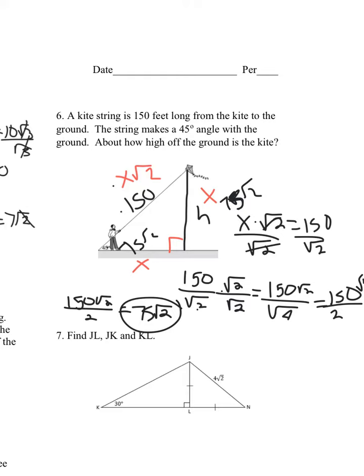Remember the shortcut, because if you look at what winds up happening at the end right here, literally because the square root of 2 is here, if you divide 150 by 2, you get 75. You put the square root of 2 behind it, and you're good. Same thing, right?